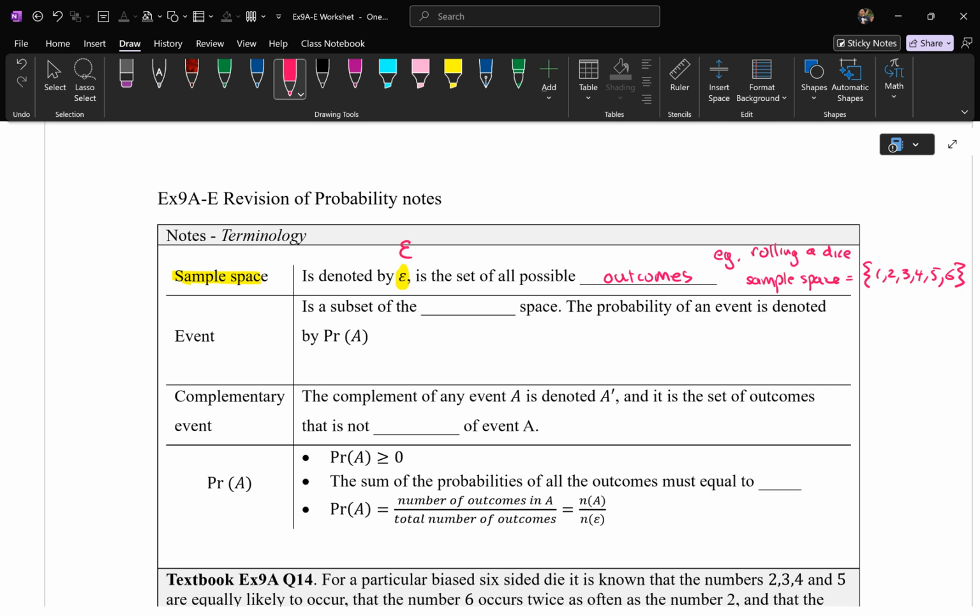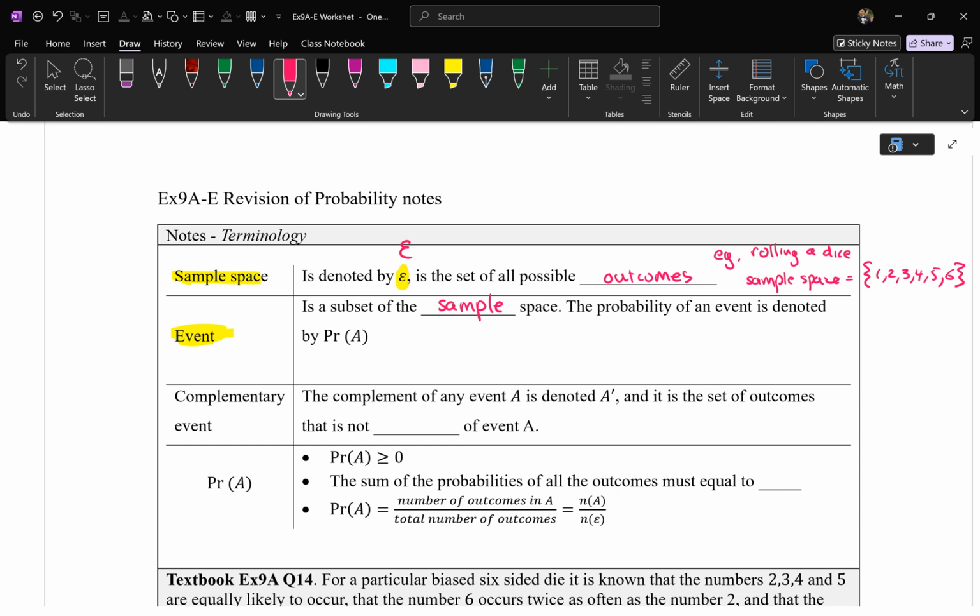Event. What is an event again? Event is a subset of the sample space. So sample space is all the possible outcomes. An event is a particular set or group of numbers or outcomes that you're interested in. Hence why it's a subset of a sample space.